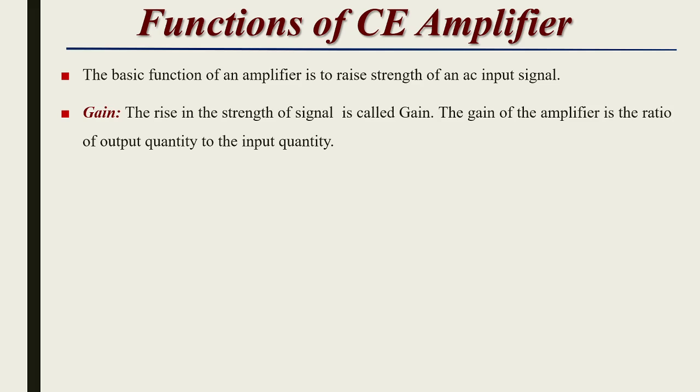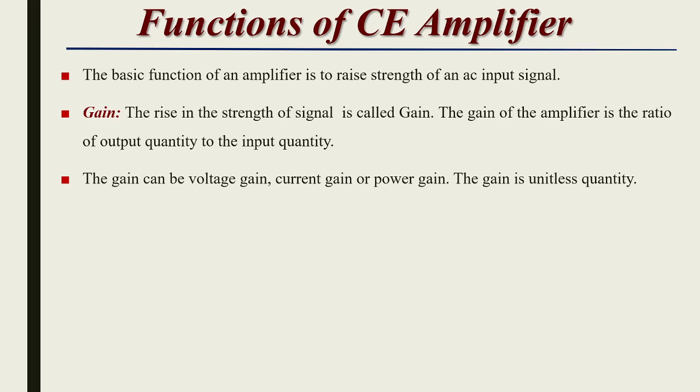The basic function of an amplifier is to raise the strength of an AC input signal, and this is done using the gain. The rise in the strength of a signal is called gain; it is the amplification factor responsible for increasing the strength of the signal. The gain of the amplifier is the ratio of the output quantity to the input quantity. There are voltage gain, current gain, and power gain, and gain is a unitless quantity.